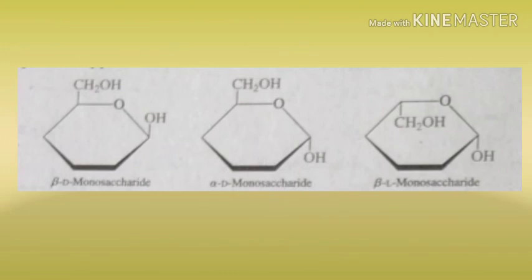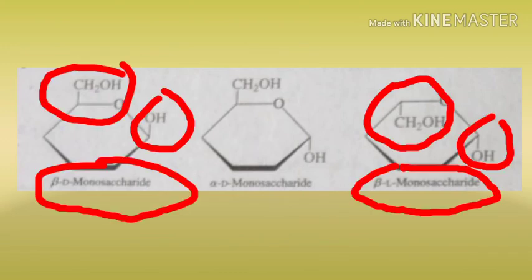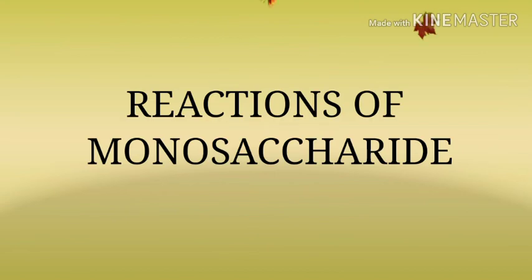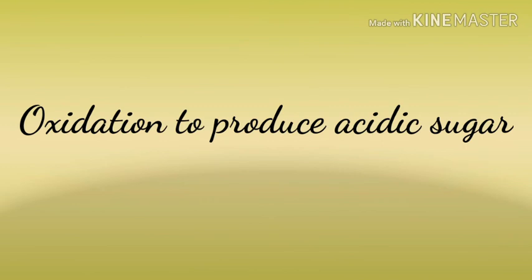For example, in the picture, the D and L monosaccharides point in the same direction, while in the A to D monosaccharide, this group points in the opposite direction. Reactions of the monosaccharide: oxidation to produce acidic sugar.